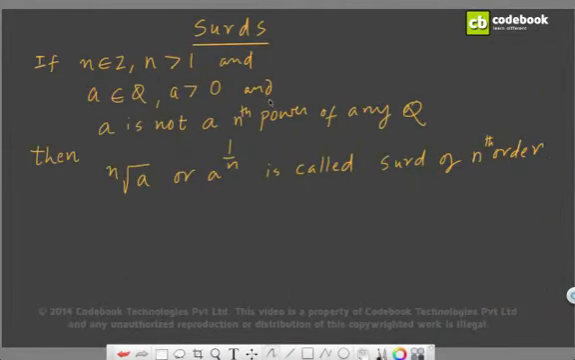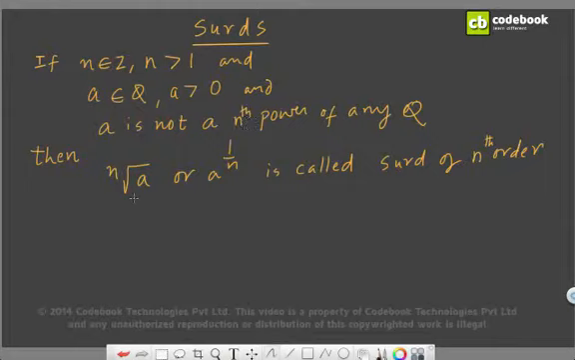Next we will talk about surds. So what is a surd? If small n belongs to integers and if small n is greater than 1 and a belongs to rational numbers and a is greater than 0, that is if a is a positive rational number, and if a is not an nth power of any other rational number, then nth root of a or a power 1 by n is called surd of nth order.